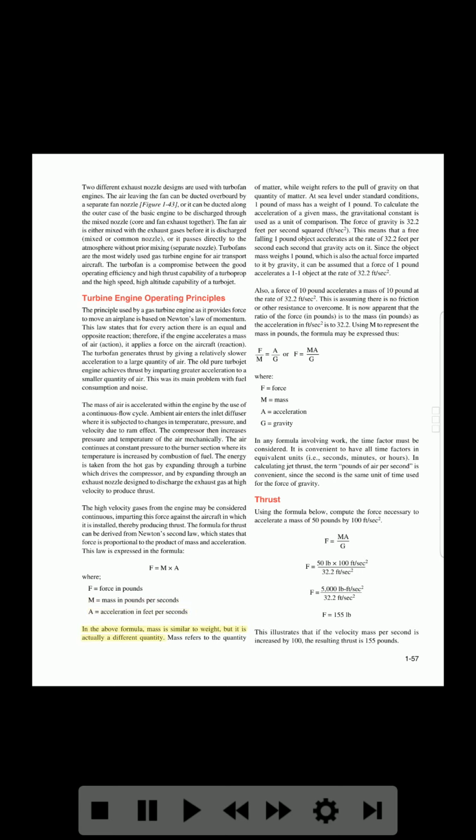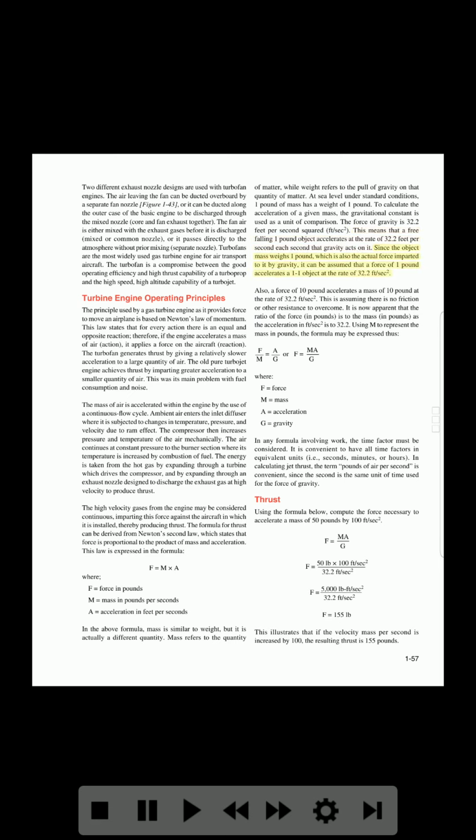In the above formula, mass is similar to weight, but it is actually a different quantity. Mass refers to the quantity of matter, while weight refers to the pull of gravity on that quantity of matter. At sea level under standard conditions, 1 pound of mass has a weight of 1 pound. To calculate the acceleration of a given mass, the gravitational constant is used as a unit of comparison. The force of gravity is 32.2 feet per second squared (ft/s²). This means that a free-falling 1-pound object accelerates at the rate of 32.2 feet per second each second that gravity acts on it.